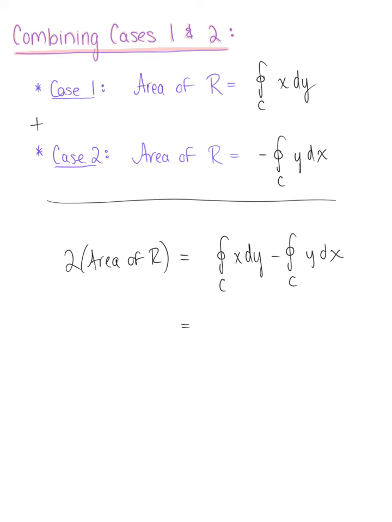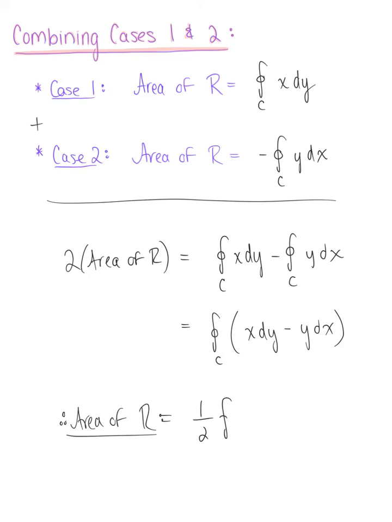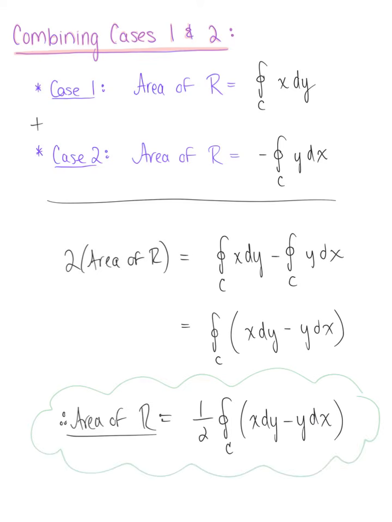We can also just rewrite this. Let's pull that vector line integral out. So I have x dy minus y dx. But again, we don't want twice the area. We just want the area of R. So using a little algebra, we divide both sides by 2. And we have that the area of R by Green's theorem is equal to one half times the vector line integral over the closed curve C of x dy minus y dx. And so there you have it. Area by Green's theorem. How fun.